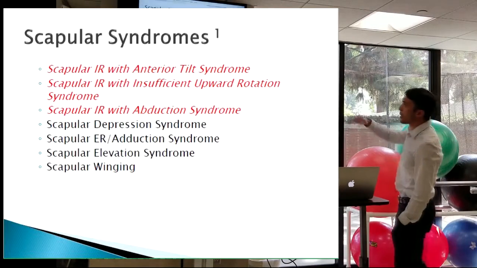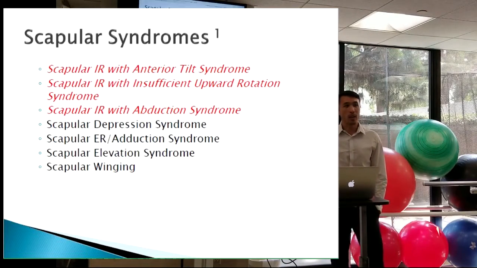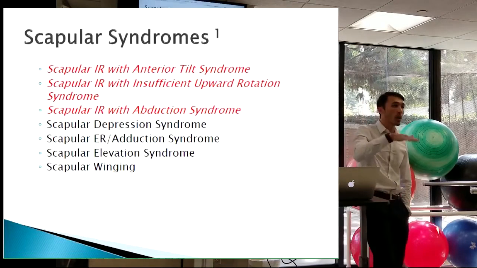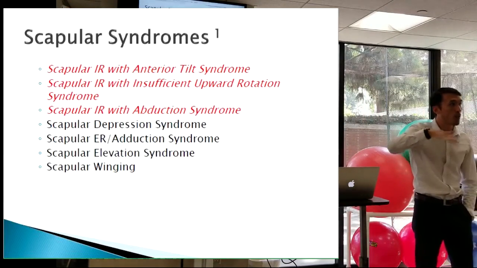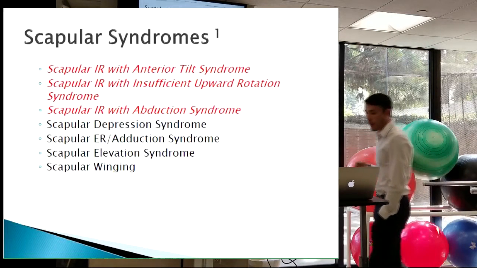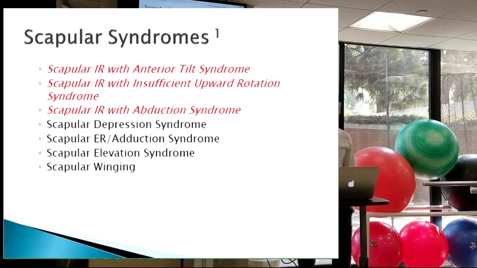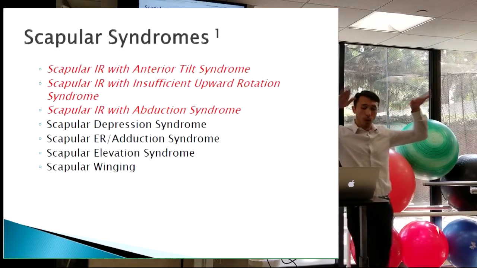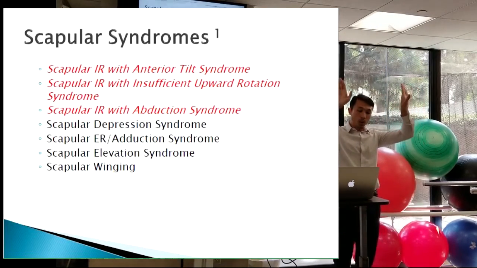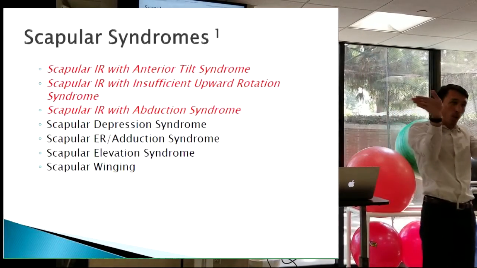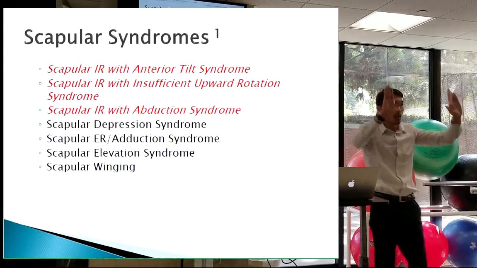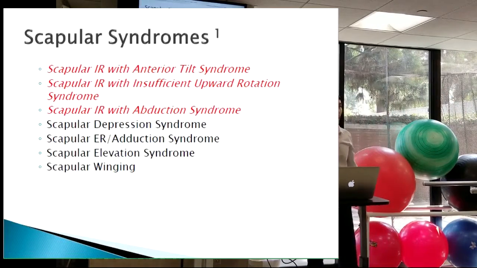You don't have to memorize the syndromes. Just know what plane of motion is too much or not enough. For diagnosing, you want to go with it's going too far in a certain plane. In the scapula, you have internal rotation, anterior tilt or posterior tilt, external rotation, elevation, depression, downward rotation, and upward rotation. When we look at that today, you're just going to look at those ranges.